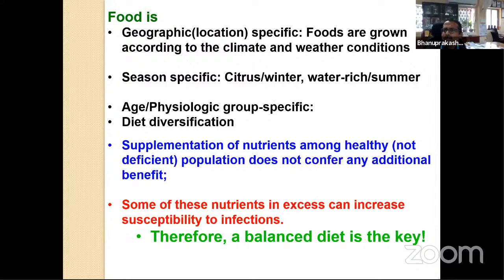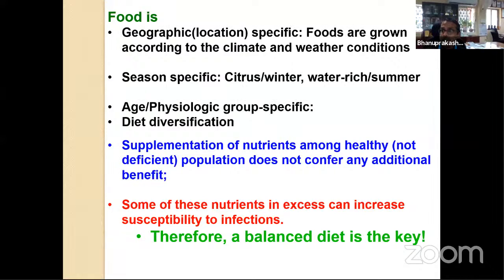Let me take, because I am from the Nutrition Institute, I want to highlight a few important aspects of food and nutrition. One is that food is geographic specific. That means the food grown in the area where we are living is good for us. There is a scientific reason for that. Let us say in temperate regions, where we are living, certain foods are grown which are not grown in other parts of the world, in other parts of the country.